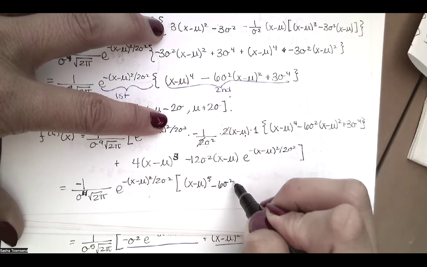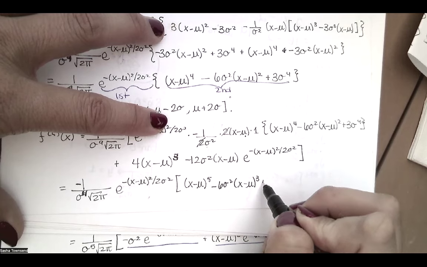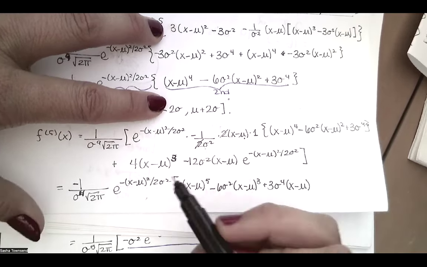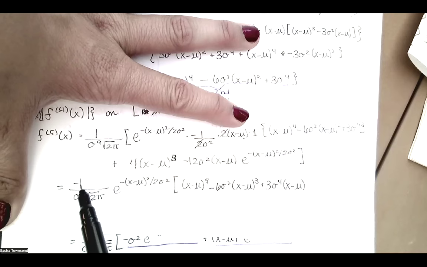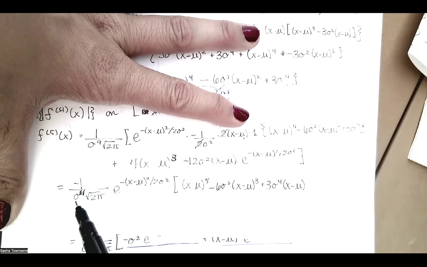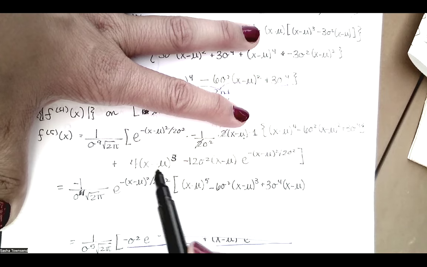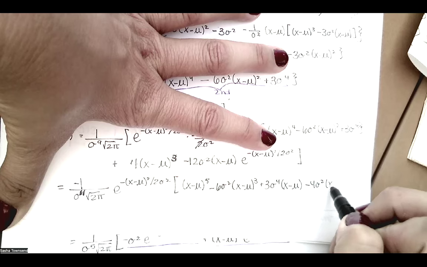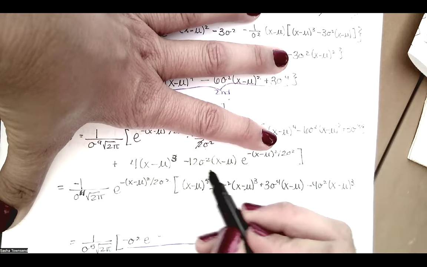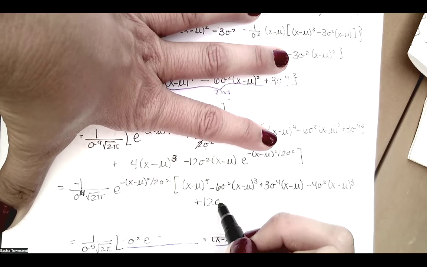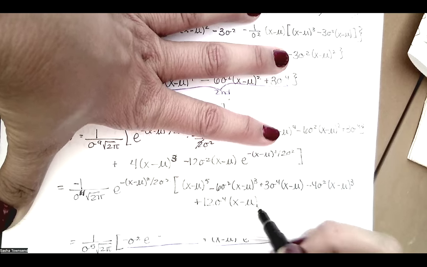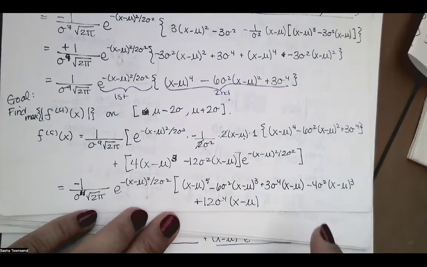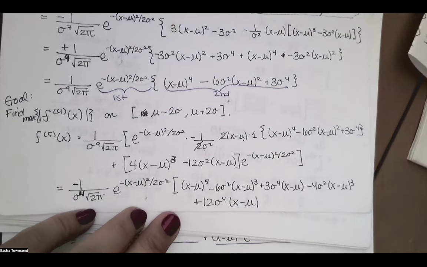Minus 6 sigma squared times x minus mu cubed plus 3 times sigma to the 4th times x minus mu to the 1st. And then this, because we factored out that negative 1 divided by sigma squared, we're going to have to multiply each of these by negative sigma squared. So we'll have negative 4 sigma squared times x minus mu cubed. And then with this piece, we're going to have plus 12 sigma to the 4th times x minus mu. And all of that actually should be multiplied by that exponential. And we factored out the exponential, so it's gone.